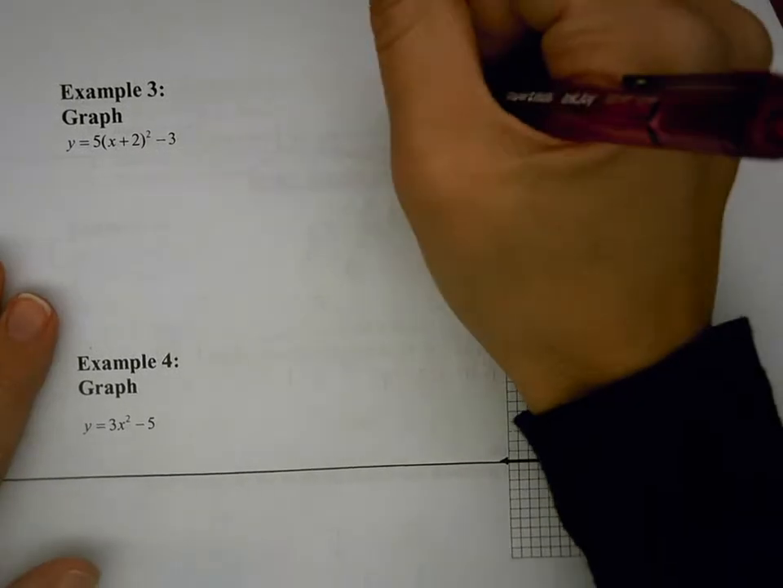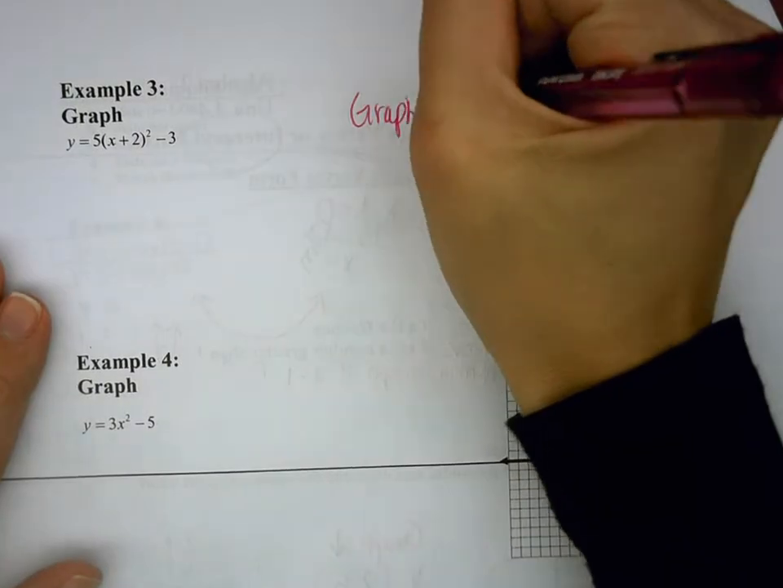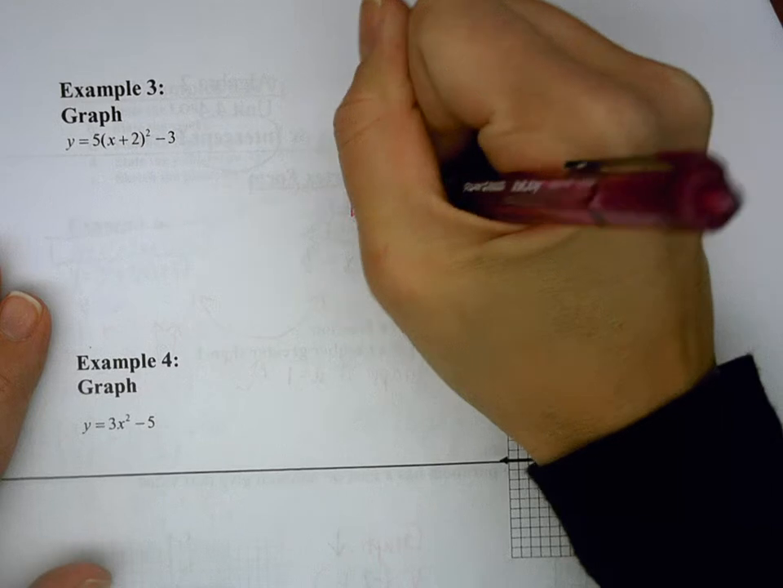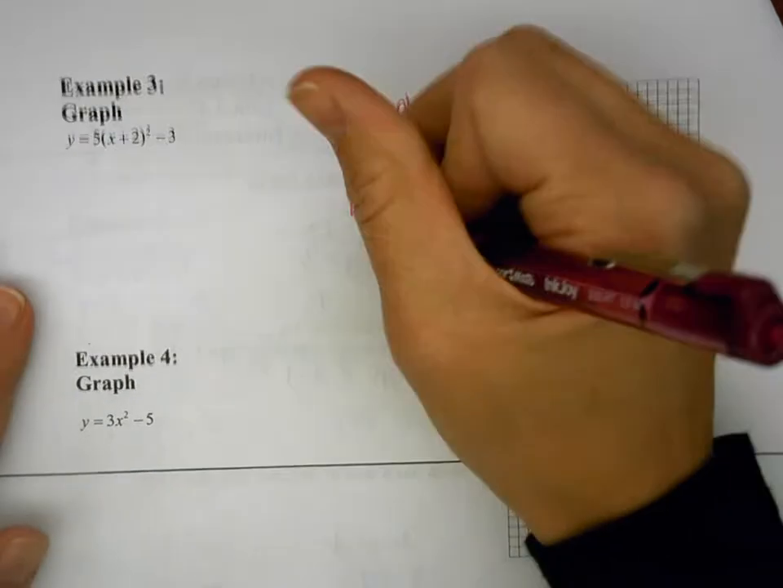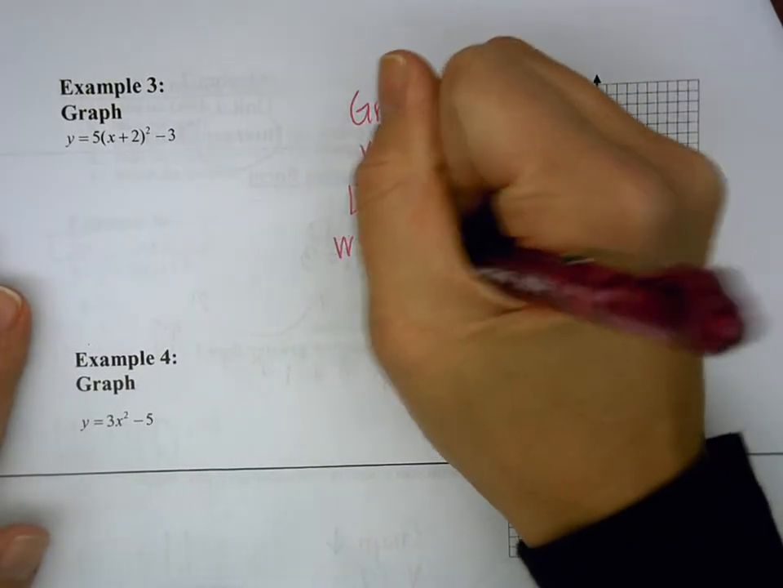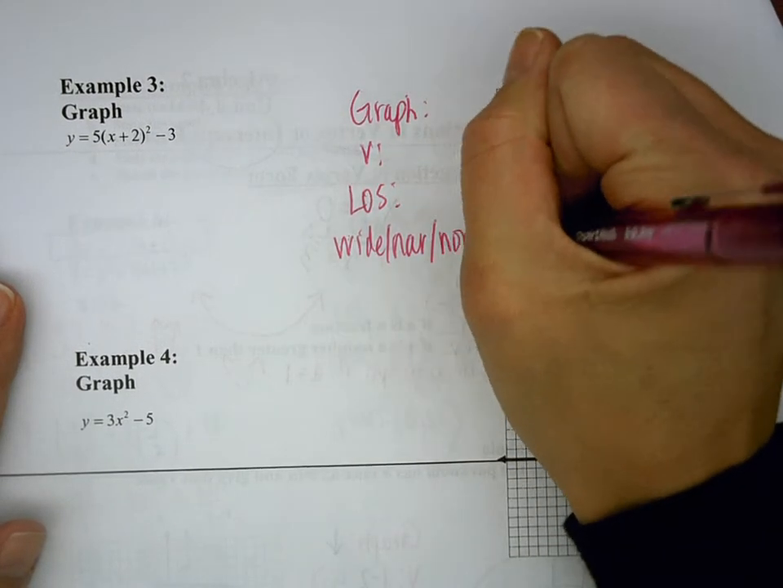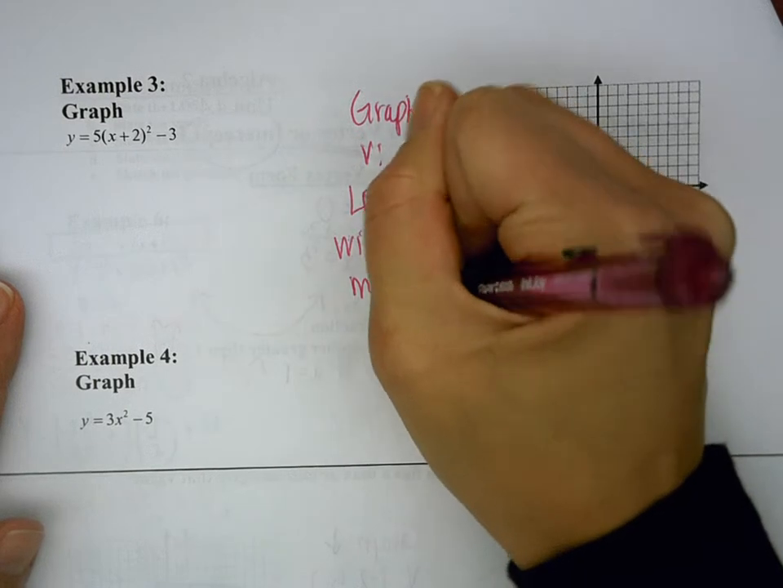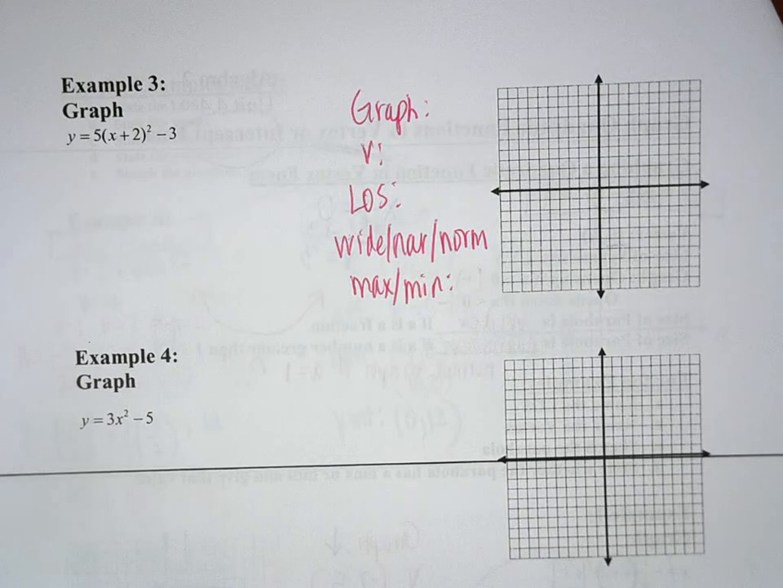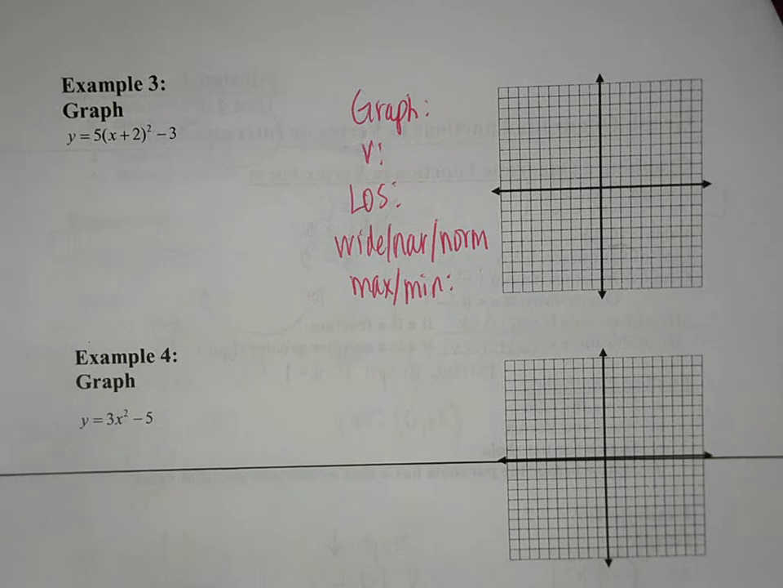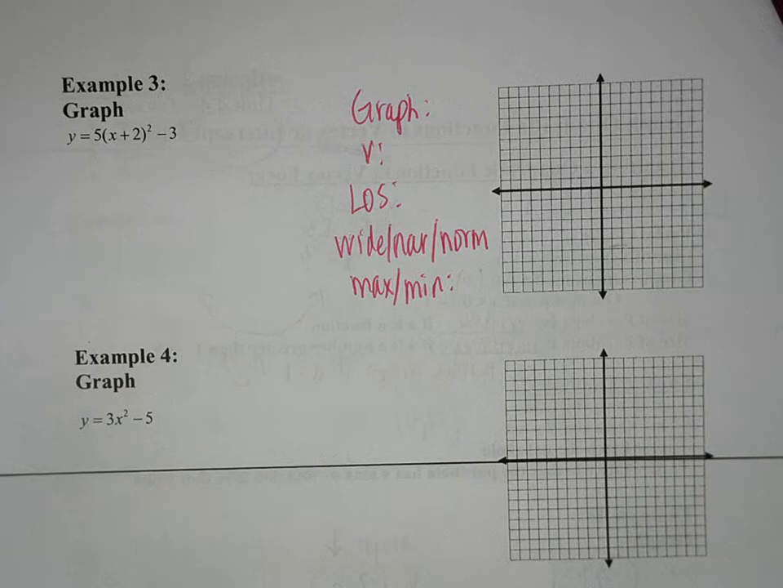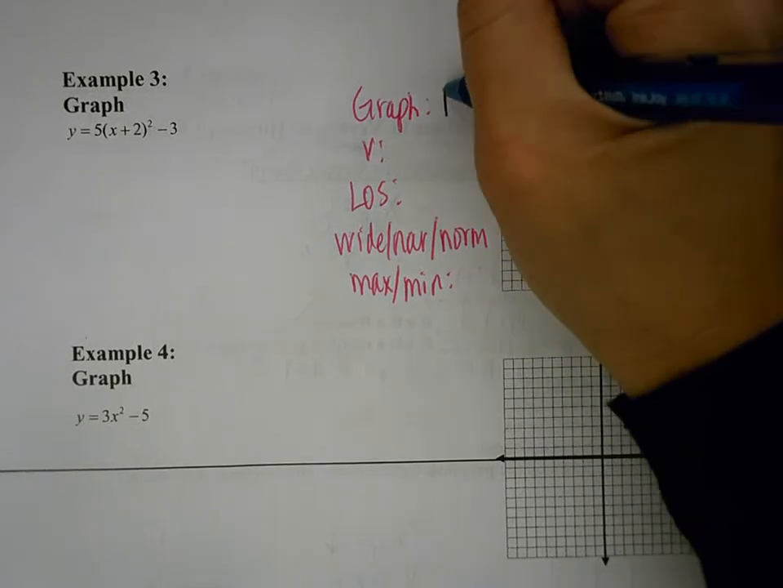Okay, again, so we're going to write out. We need to find our graph direction, our vertex, line of symmetry, and we need to know wide, narrow, or normal, and max or min. So, which direction is our graph going? Up, and we know that because it is positive.